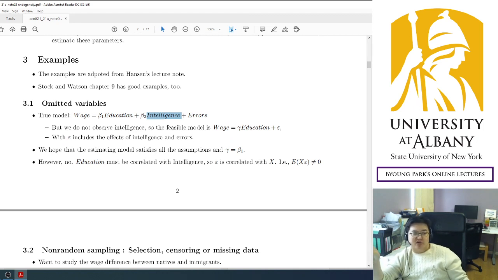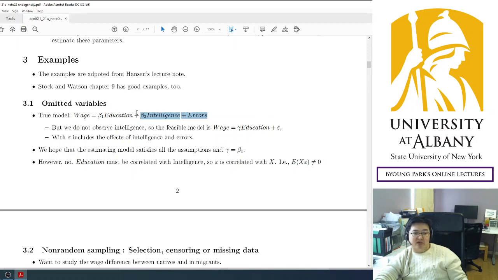We cannot measure intelligence at all. So the only thing we observe here is the wage and the education. Then we cannot do anything more than this because we don't observe more than wage and education. In this case, epsilon, you may interpret epsilon as this guy. Epsilon includes all of this part.